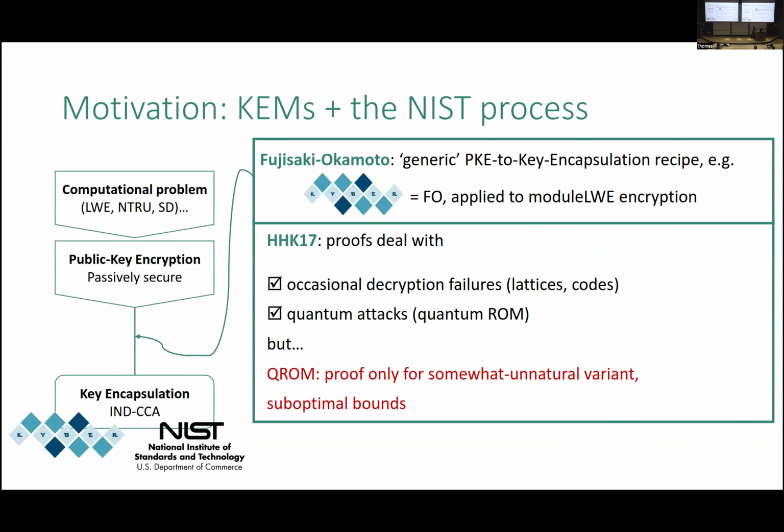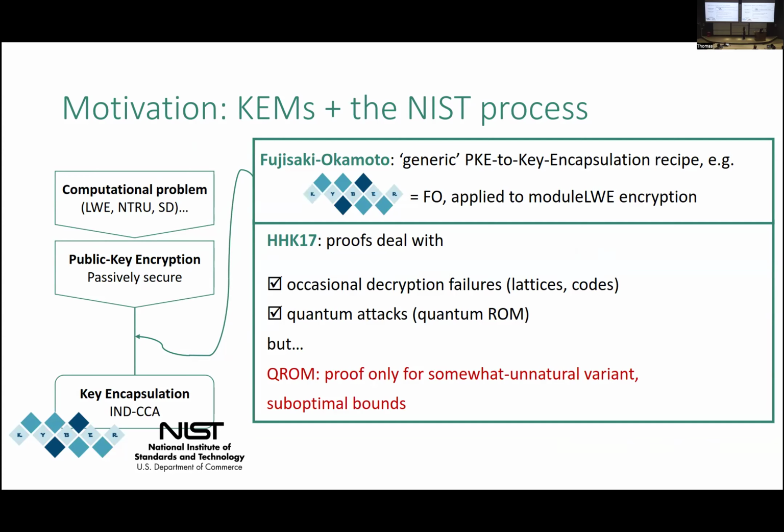And if we look at the NIST competition, all of the proposals essentially follow the same approach. You pick your favorite computational problem, maybe learning with errors, might be NTRU, might be syndrome decoding. Then you use this assumption to build a public key encryption scheme, and then you push it through the Fujisaki-Okamoto transformation, or short FO. I will say FO a lot, probably. So FO is a generic recipe that turns public key encryption into a key encapsulation mechanism.